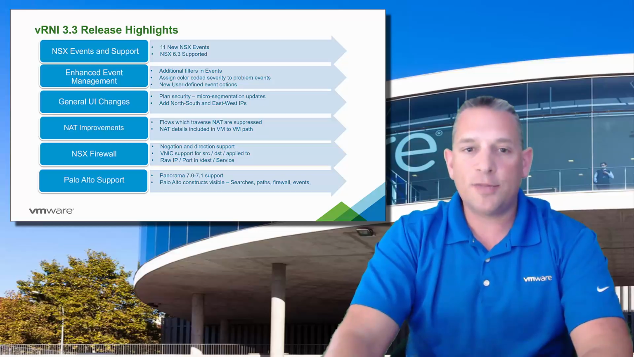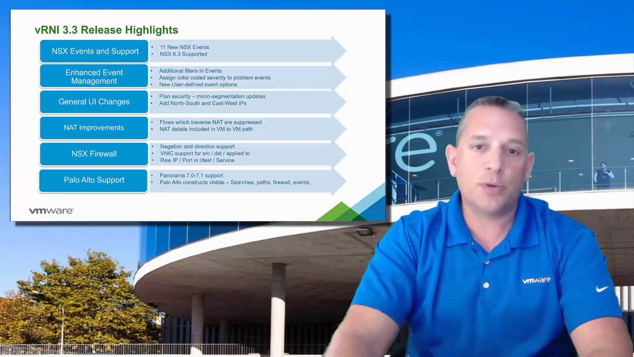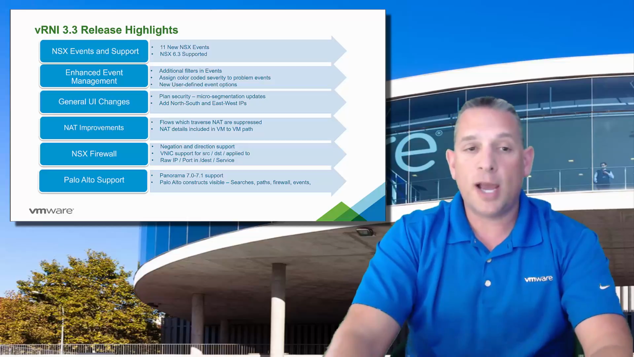This slide shows the highlights of all the enhancements that were made in vRealize Network Insight 3.3. I'm not going to go through every single bullet in here. This is just a precursor slide to summarize all the enhancements, and we're going to be going through more of the details in the subsequent slides as we go through the presentation. We can summarize the enhancements to NSX Events and support enhancements, enhanced event management, general user interface changes, network address translation or NAT improvements, NSX Firewall enhancements, and Palo Alto support.